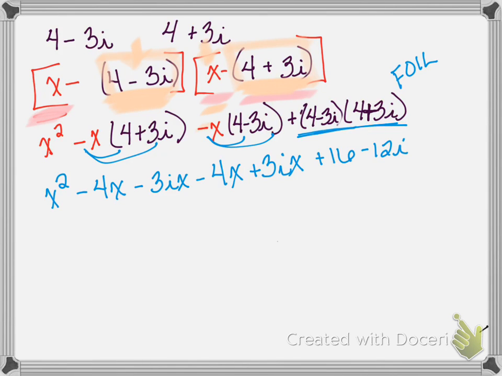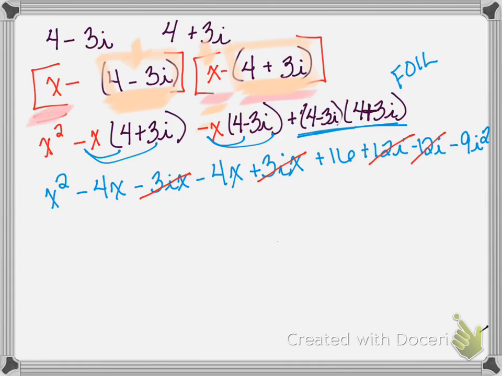So I've got 4 times 4 is 16. 4 times positive 3i is positive 12i. Negative 3i times 4 is negative 12i, and we want to cancel those out. Then I've got negative 3i times positive 3i. That's going to give me negative 9i squared. Now lots of our i's are going to cancel out. So I'm left with negative 3ix here, positive 3ix here, positive 12i here, and negative 12i there.